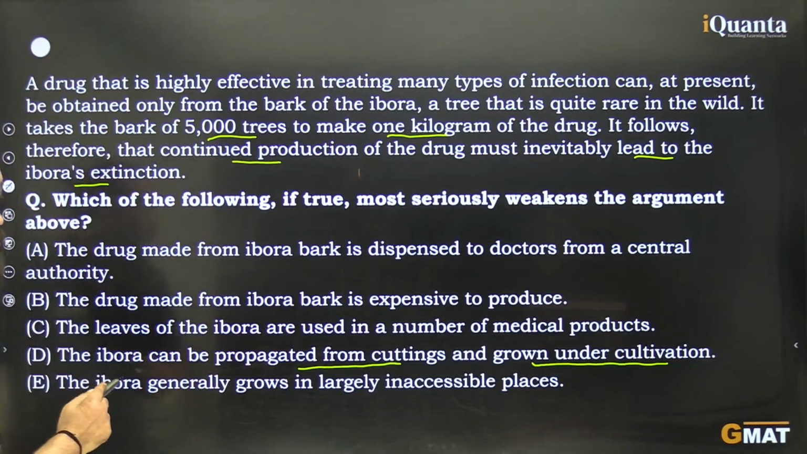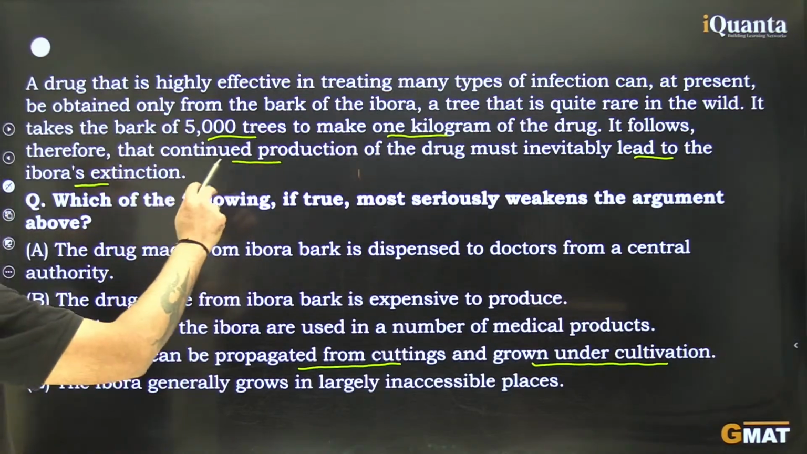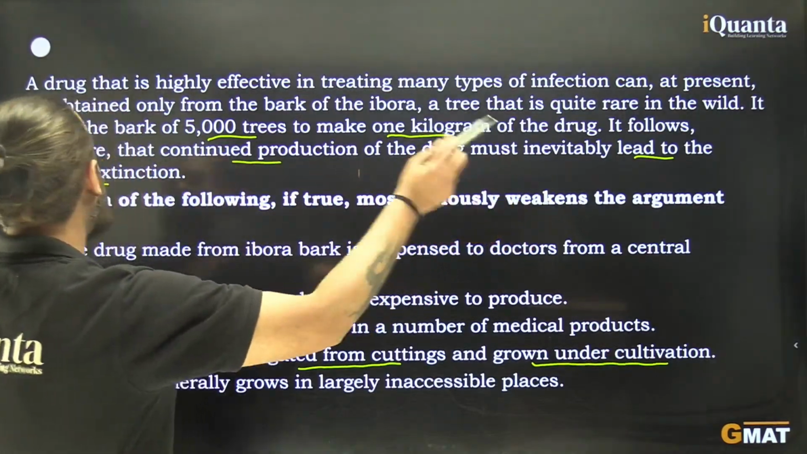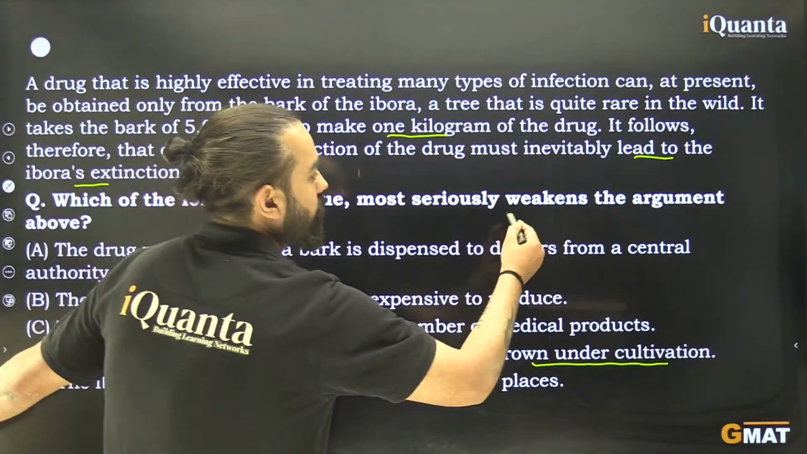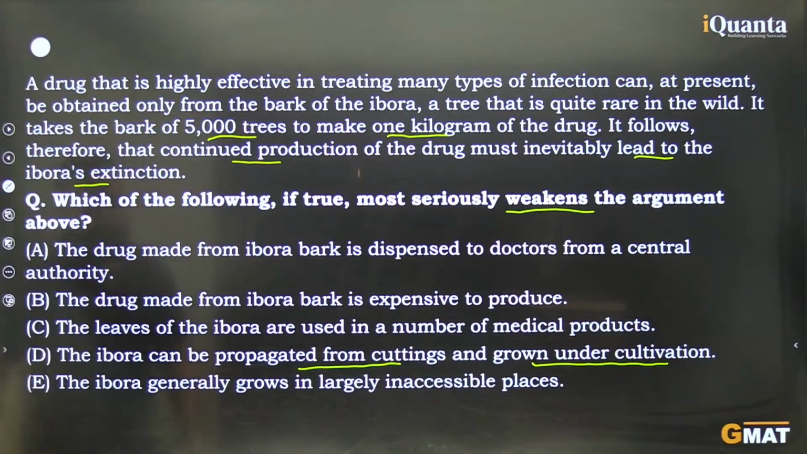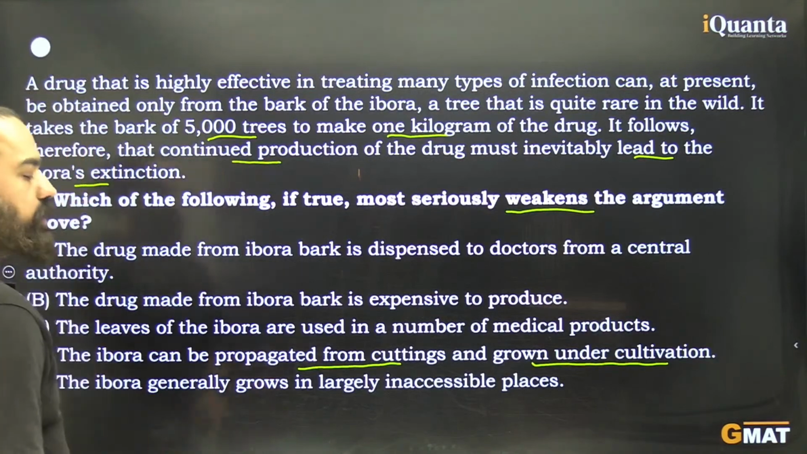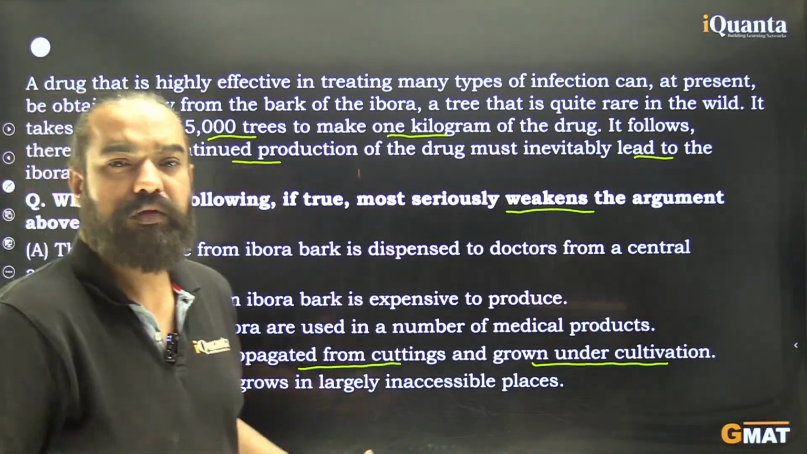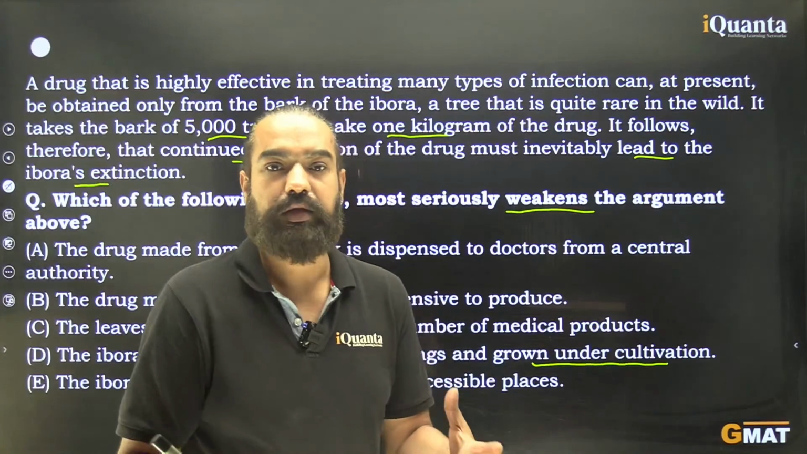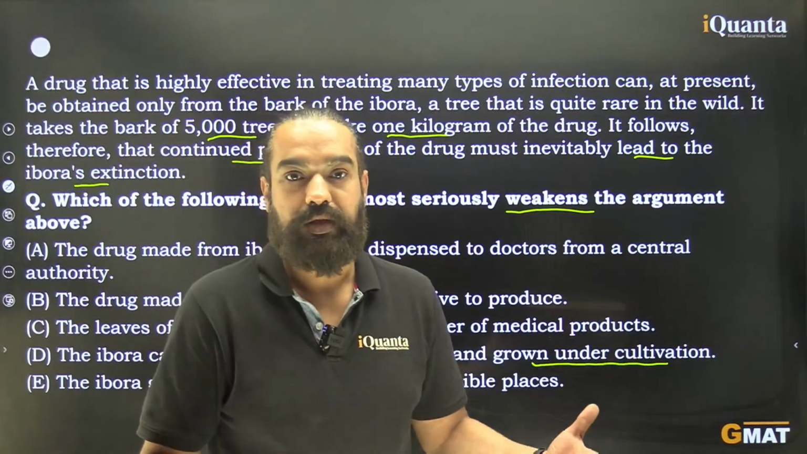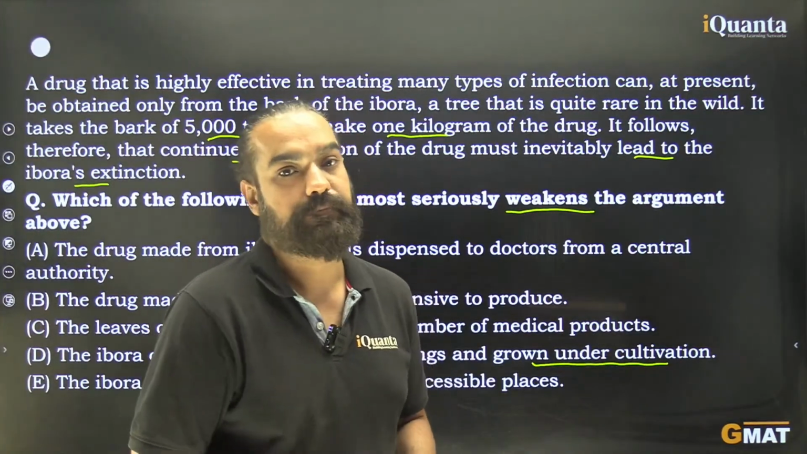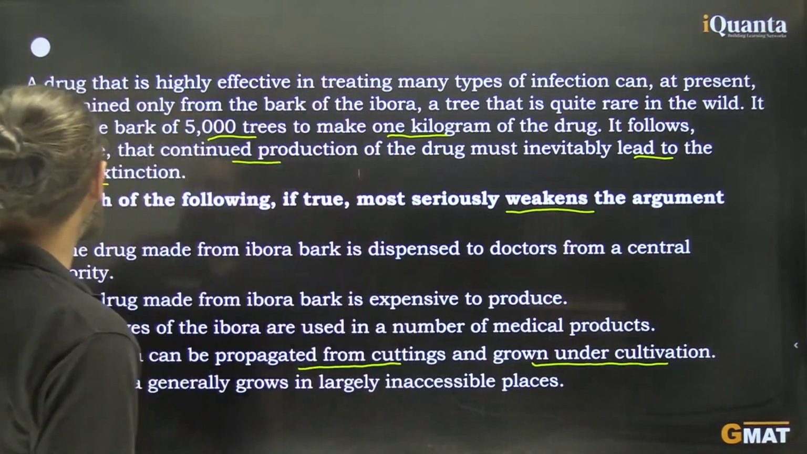Now if D is true, continued production of the drug will not lead to the Ibora's extinction, thereby weakening the argument. Let's take a look at E as well. The Ibora generally grows in largely inaccessible places. It will be difficult to obtain it, but it will still be obtained. So this does not weaken the argument either. Right. Let's take a look at the next question.